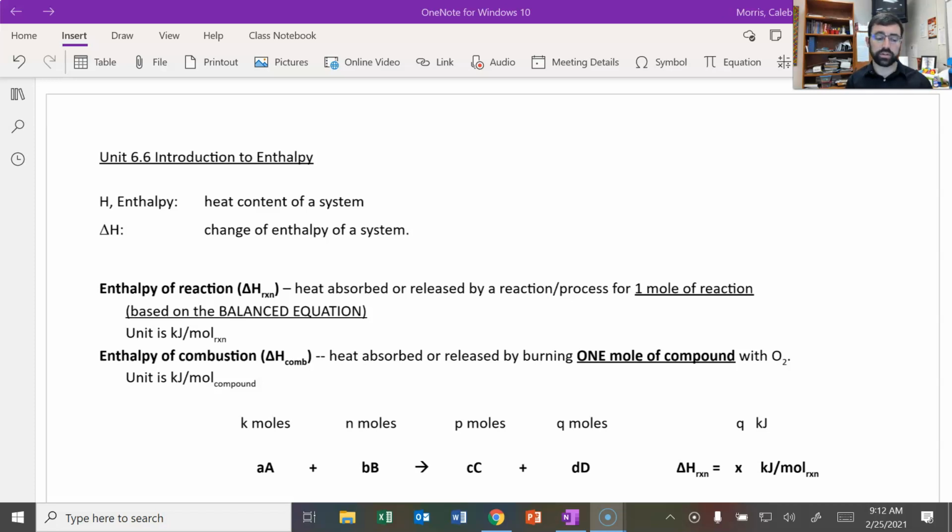We're going to go through several different concepts in this video. We've brought up enthalpy once before. It is the heat content of a system. Delta H stands for the change in enthalpy of a system. Remember, delta always means change.